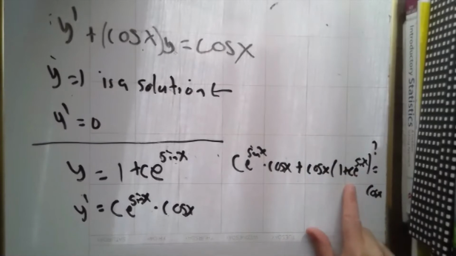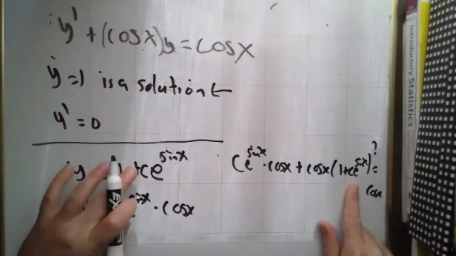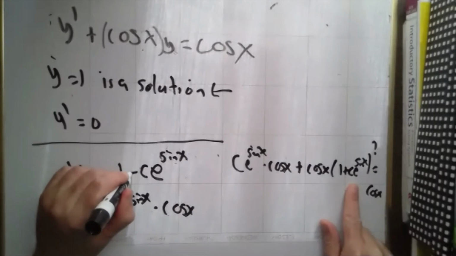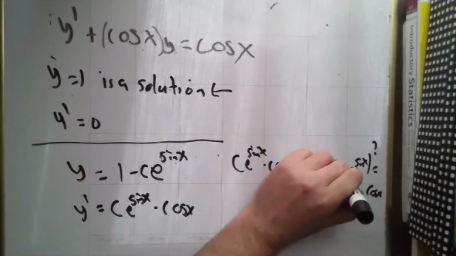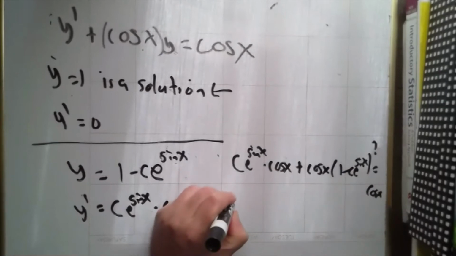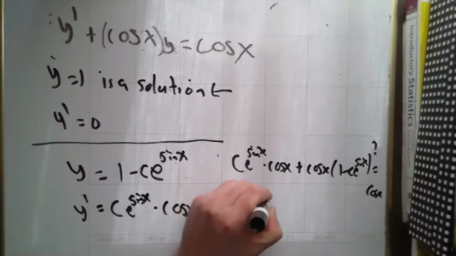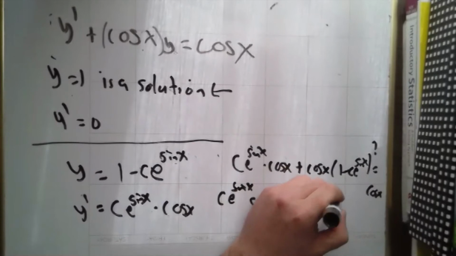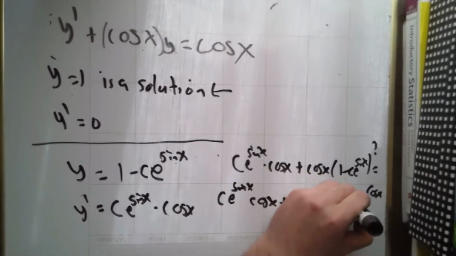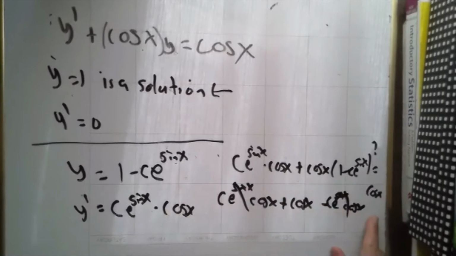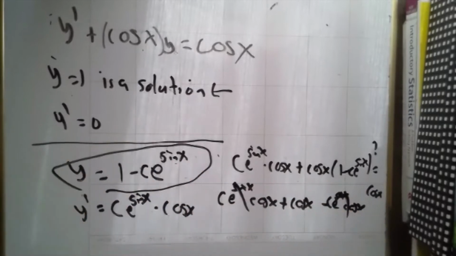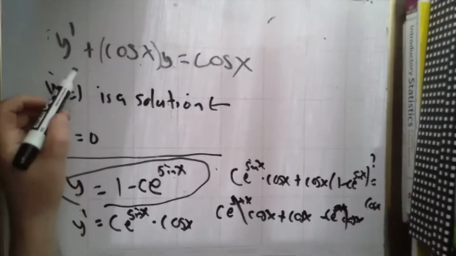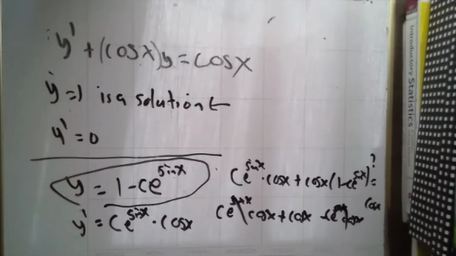Well, when I distribute here, oh, if I only had a minus there, these two terms would cancel out. So, okay, let's change that to a minus. I distribute, I get c e to the sine x times cosine x plus cosine x minus c e to the sine x cosine x. That does, in fact, because these cancel, equal cosine x. So that will work. And we got there literally just by guessing and checking, by figuring out what kinds of functions would give us the right things in the right places.